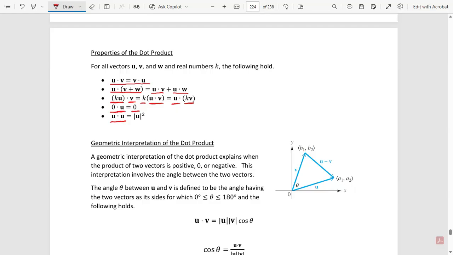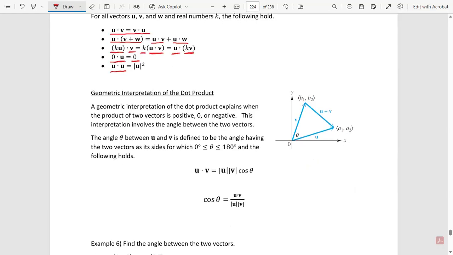But the geometric interpretation of the dot product also explains that if we want to multiply two vectors, which we know gives a positive, negative, or 0, this multiplication involves the angle between the two vectors as well. That means that we can use this formula.